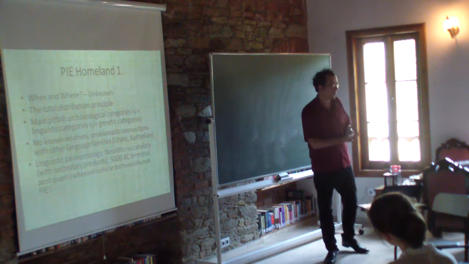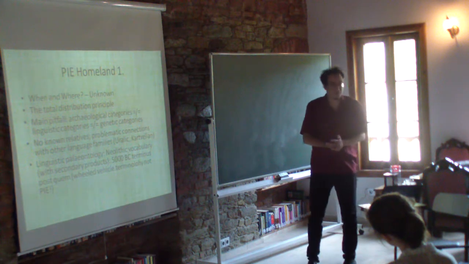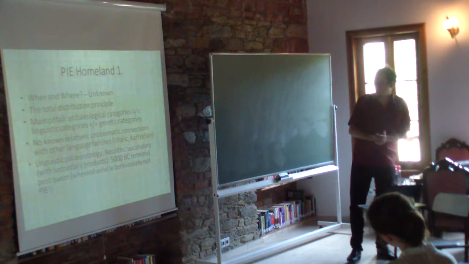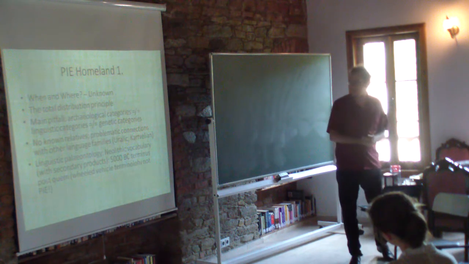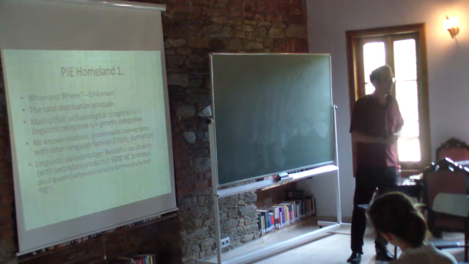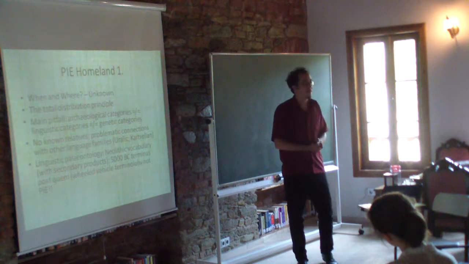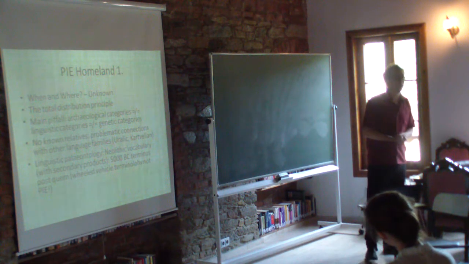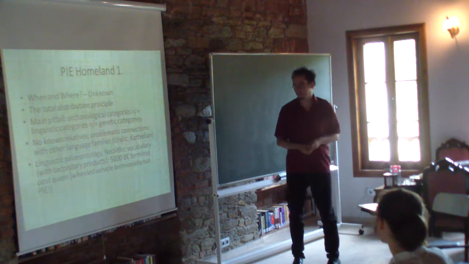In Hungarian, there's a word for camel, teve. It's a loan from Turkic. Of course, you don't have camels in Hungary. You never had, and still we have the word. So these historical linguists, with this logic, would put the Hungarian homeland somewhere in Africa. No, it doesn't work. So that's why tree names, animal names, and such things are not used anymore for locating the Proto-Indo-European homeland.